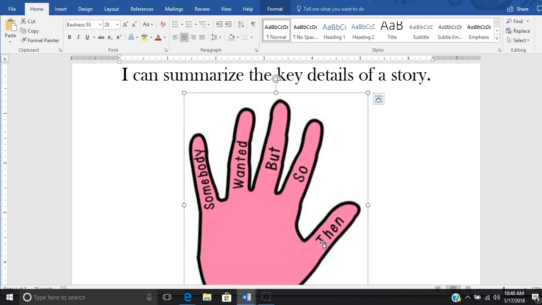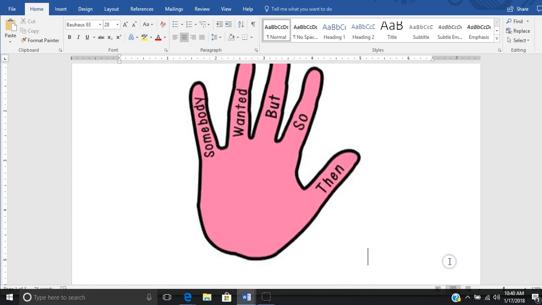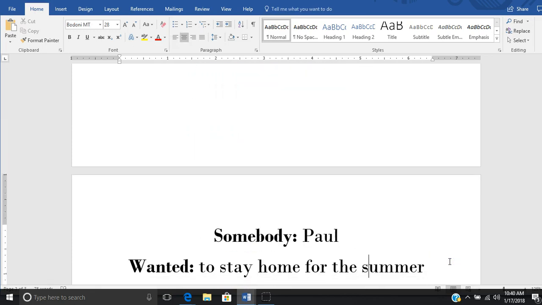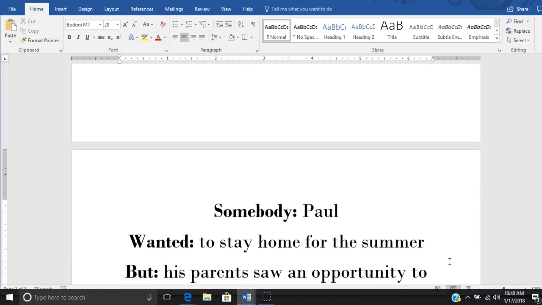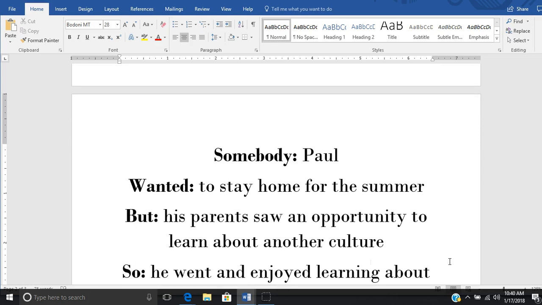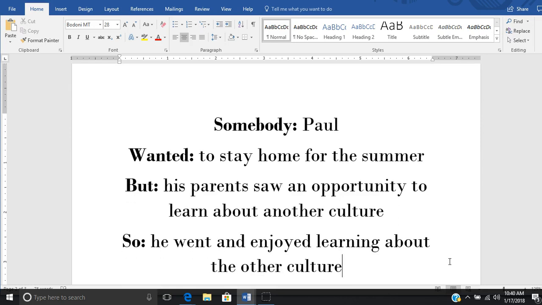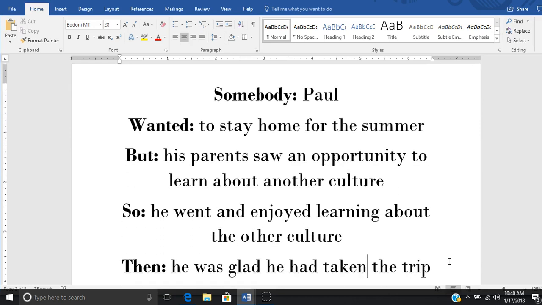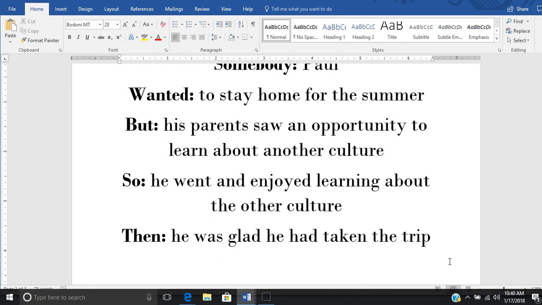Okay, moving on. Here's what I should see on your hand. The somebody was Paul. He wanted to stay home for the summer, but his parents had an opportunity to learn about another culture, so he went and enjoyed learning about the other culture. Then he was glad he had taken the trip. So that's how the story ended.